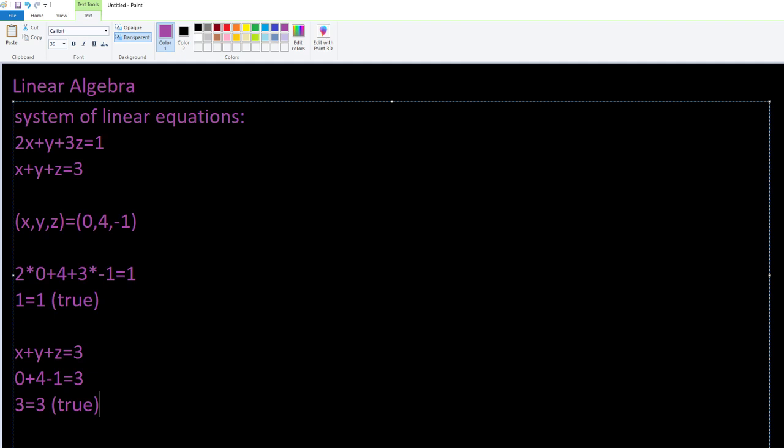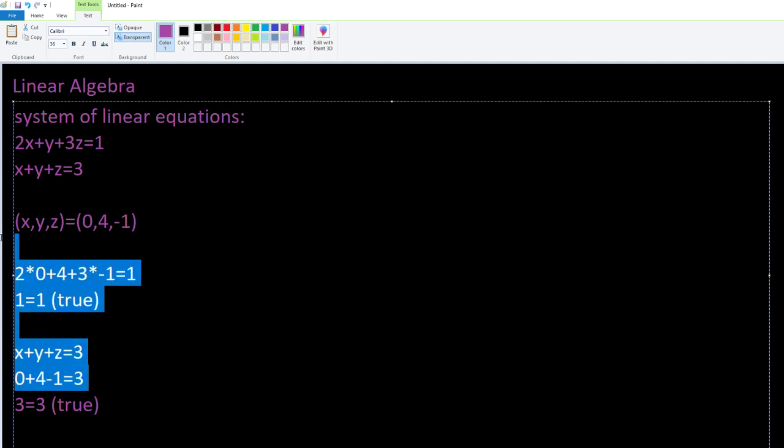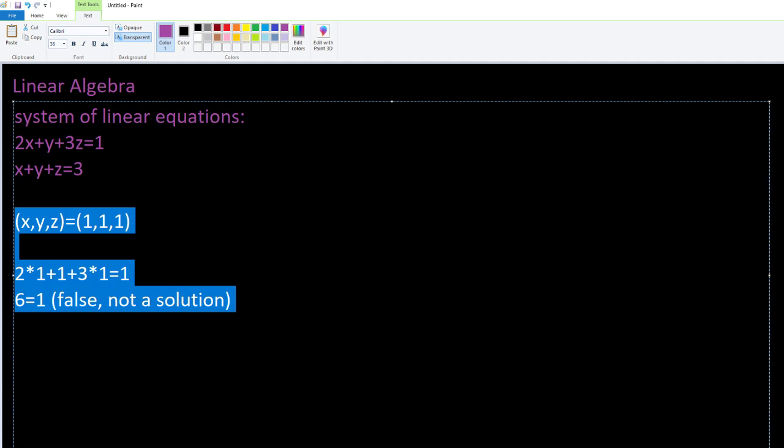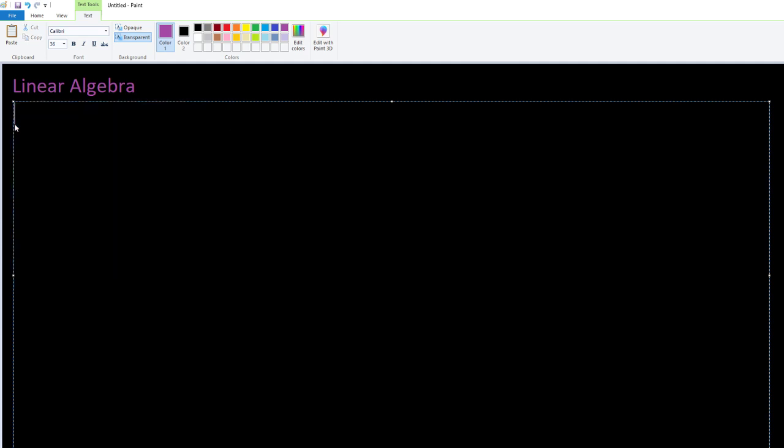So before, for the other vector, 1, 1, 1, this is a solution to one equation, but not to the other. Let's test that out. 2 times 1 plus 1 plus 3 times 1 equals 1. 6 equals 1. False, not a solution. Therefore, this vector only satisfies one equation and is not a solution to the system of equations. Okay, so that's example 1.